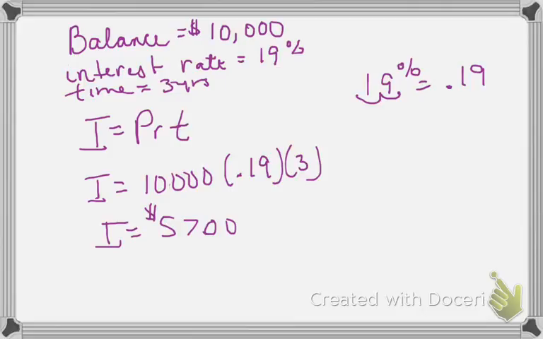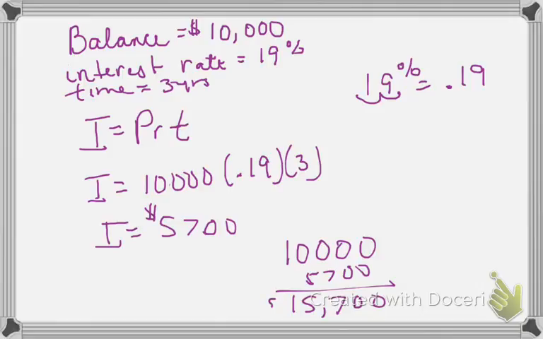So after 3 years, I would have paid the total payment. So think about it. You start off with $10,000. After 3 years of paying this, you're going to be charged $5,700. So you are actually paying $15,700 for this loan.